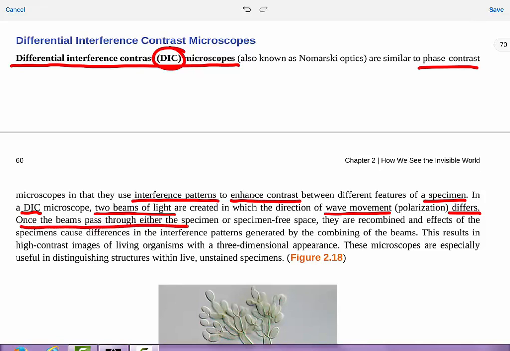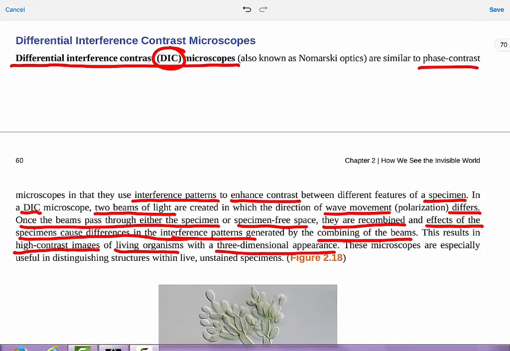Once the beams pass through either the specimen or the specimen-free space, so where there isn't a specimen, they are recombined, and effects of the specimen cause differences in the interference patterns. Just like in the phase contrast, that's why they're saying it's similar. If we have that addition of waves coming together, then we see brighter areas. If we have that canceling out of each other, we see darker areas. And everything in between. So there's this combining of the beams. This results in high contrast images of living organisms with a three-dimensional appearance.